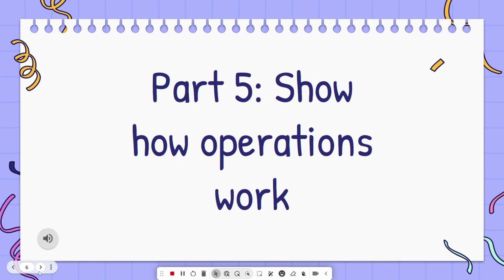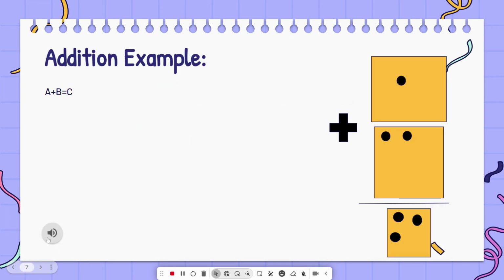Part 5. Show how operations work. Here is an addition example. The addition problem is A plus B, and the sum of that is C. Over here on the right, we have the dots and boxes representation of the addition problem.